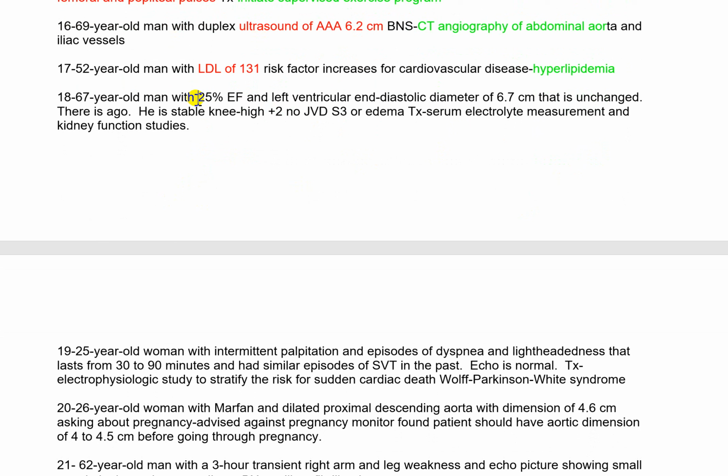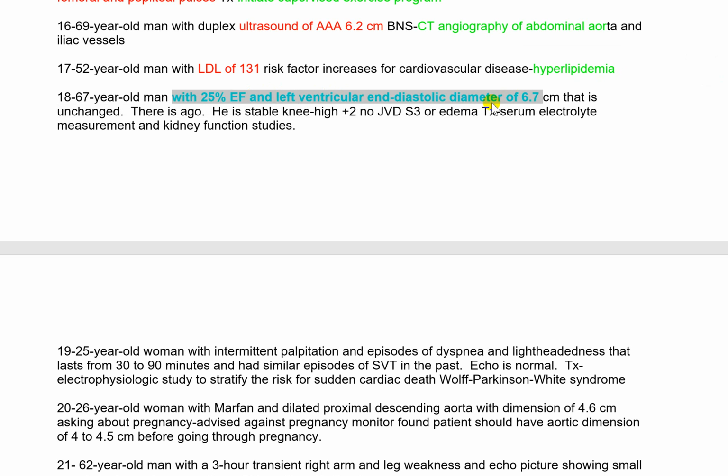Another easy case. Someone comes in with a 25 EF and a left ventricular end diastolic diameter of 6.7, and there is no JVD, S3 or edema. So someone has heart failure, but they are not acutely decompensated. He's stable and comes in for a routine visit. What would you do for him?